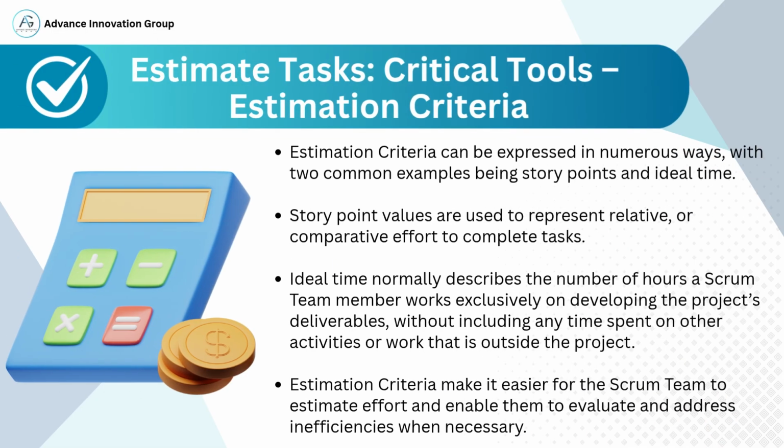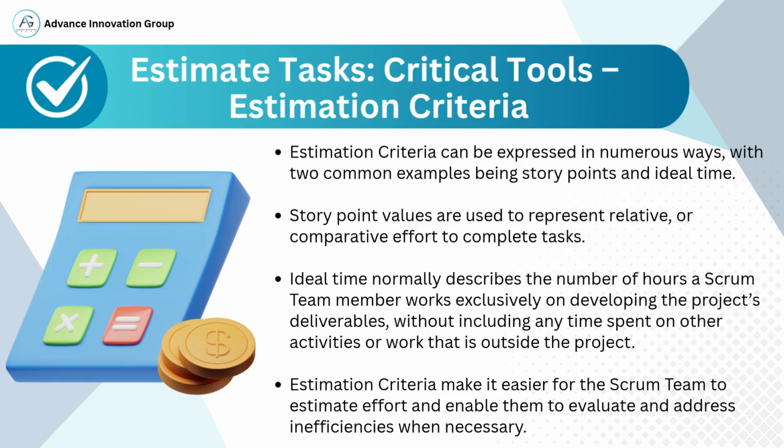In this section, we will explore estimation criteria as a key tool used during the effort estimation process in Scrum. Estimation criteria help define how effort is measured for tasks identified in the sprint. Two widely used approaches to define estimation criteria are story points and ideal time. Story points are a popular unit of measurement used to express relative effort. Rather than measuring exact time, story points compare the effort involved in one task against others. It accounts for complexity, risk, and effort, which makes it suitable for agile projects where unpredictability is common.